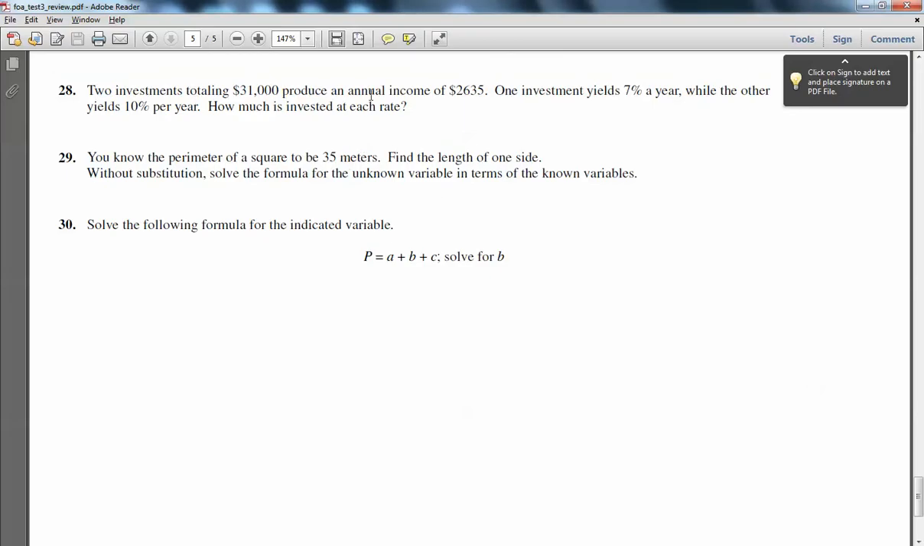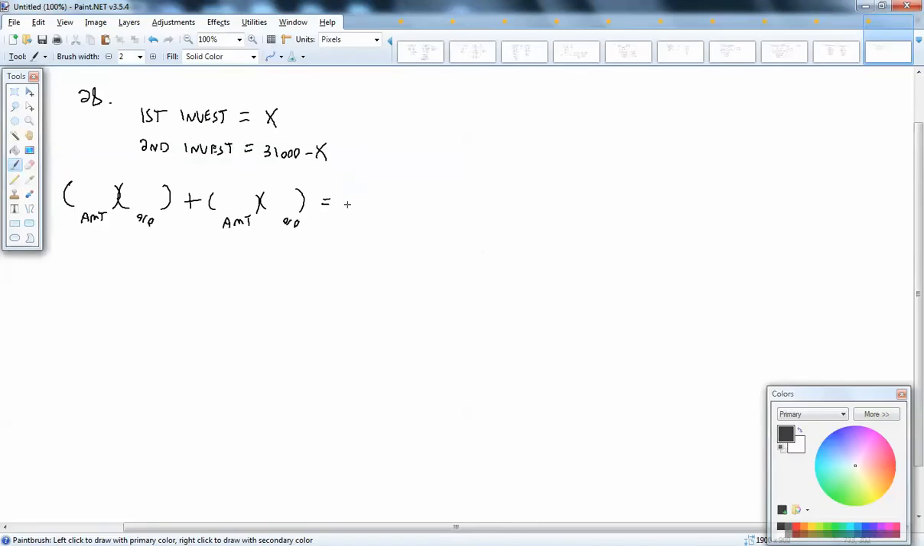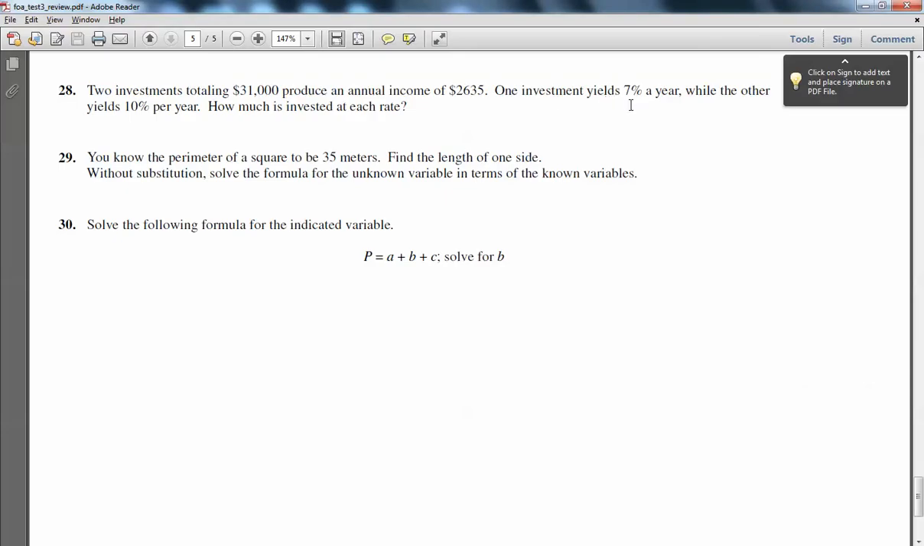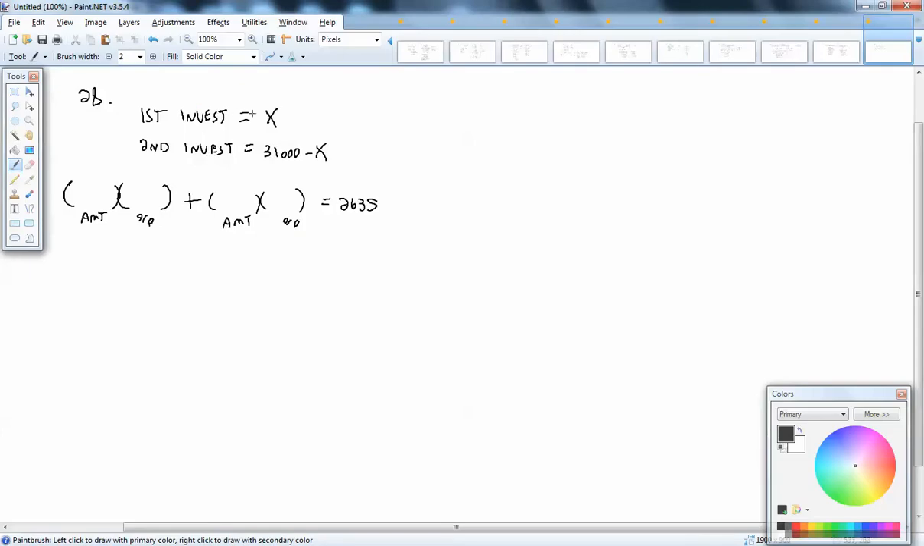Produced an annual income of $2,635. One investment yields 7%. I'll just say this one's a 7% account, and the other one's 10%. In case you're wondering, it does not matter which one you specify, just as long as the 7% goes with whatever you have over here. So I put the x here and then 7% here, and 10% here, and then 31,000 minus x here.